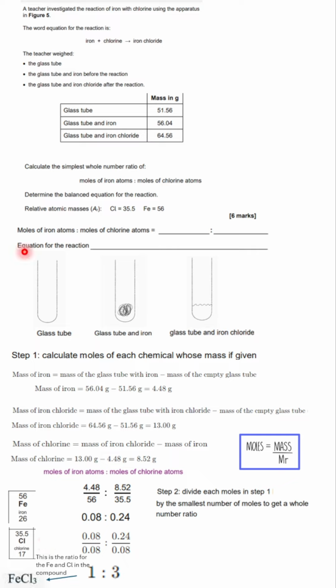However, the question also asks us to write an equation. So let's simply convert all of this into symbols. And now let's balance this. We have the same number of iron on both sides. However, there's 2Cl on the left hand side and 3Cl on the right hand side.